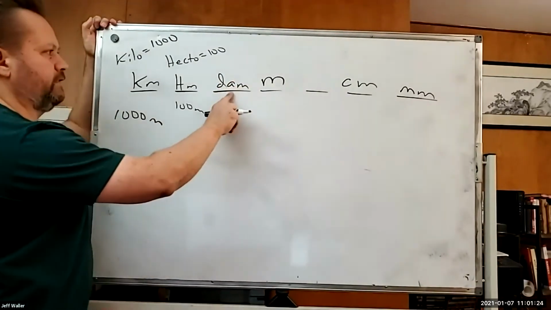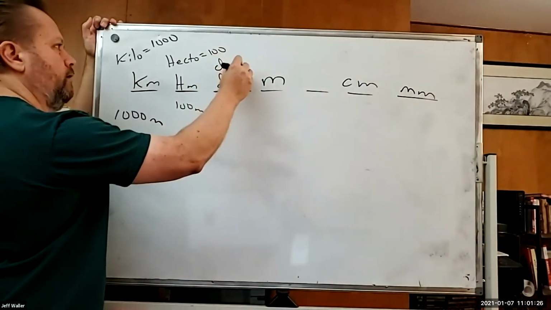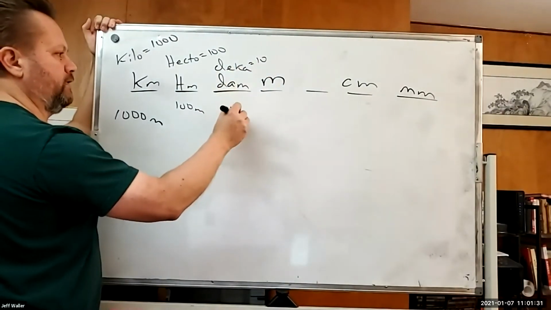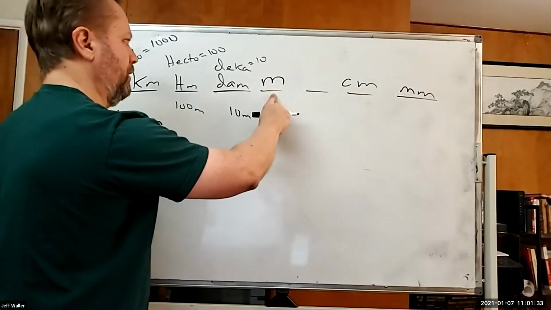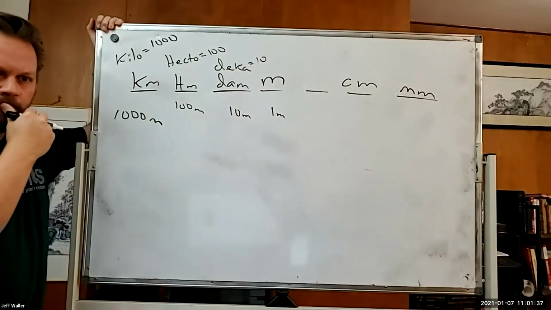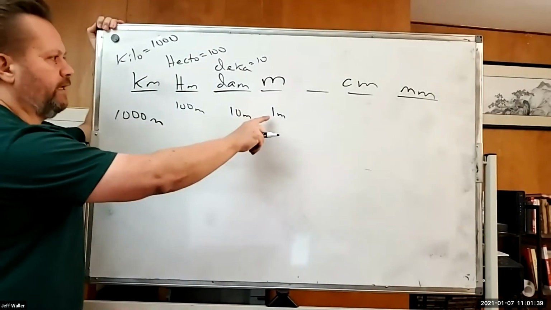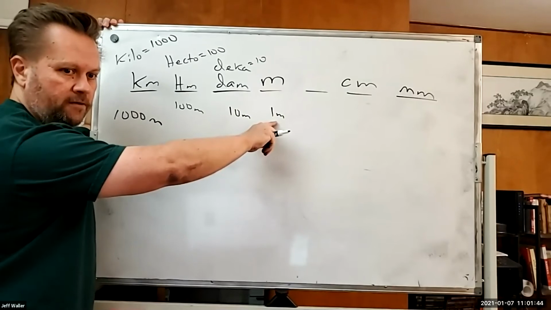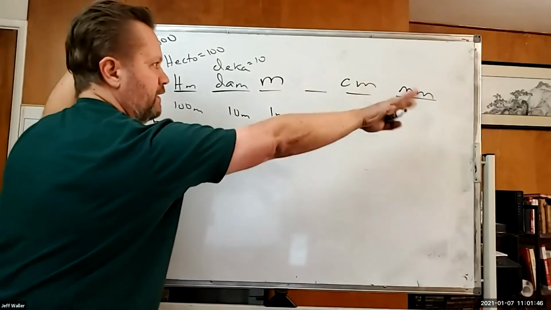This one is deca, which is 10. So 1 decameter is 10 meters. This is meter. So 1 meter is 1 meter. Now watch this. Do you see how that's kind of like in the ones place? So these should be kind of like the decimal places, right?